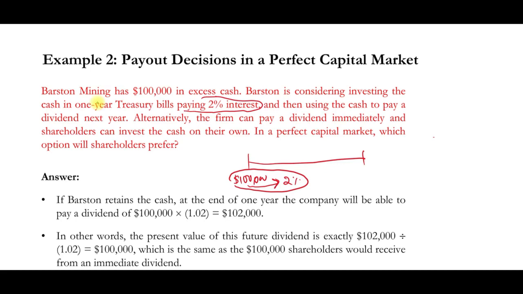Okay. Alternatively, the company does not want to invest. The company wants to pay this excess cash as a dividend. So this 100,000 would be the dividend. Alternately, the firm can pay a dividend immediately and shareholders can invest the cash on their own. Okay, in a perfect capital market, which option will the shareholder prefer?